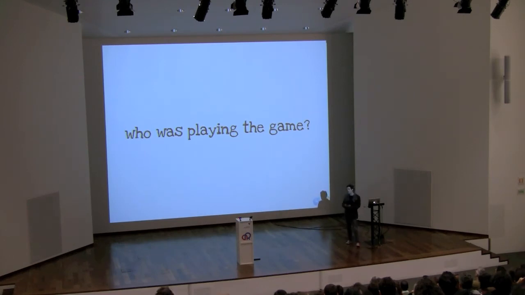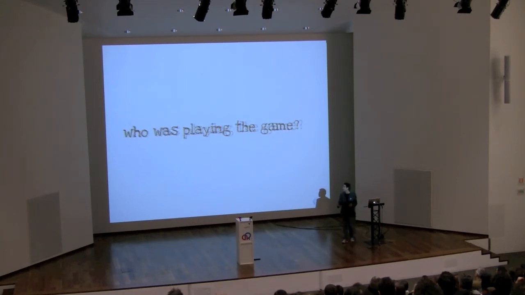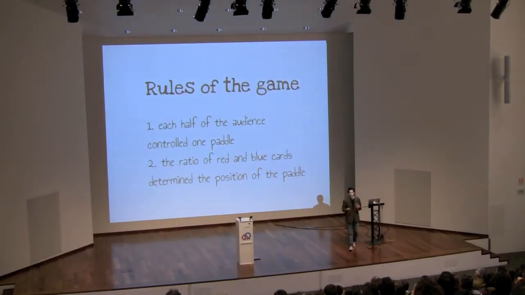But before we dive into this more philosophical question, let me lay down the rules of the game. The rules were very simple. We basically had two rules. The audience was divided in two, and the left side of the audience controlled the left pedal, and the right side of the audience controlled the right pedal. That's rule number one. And rule number two, what determined the position of the pedal vertically on the screen was the ratio of the blue and red cards being shown.